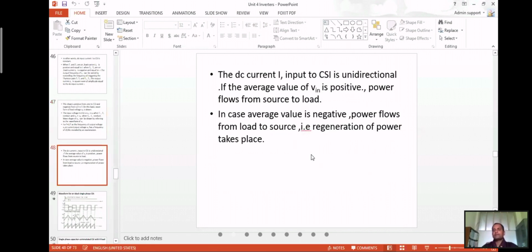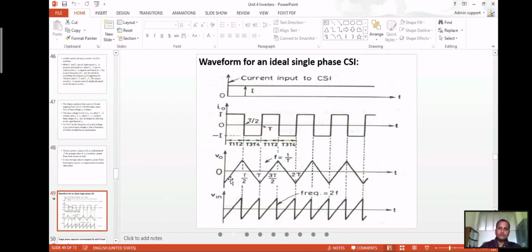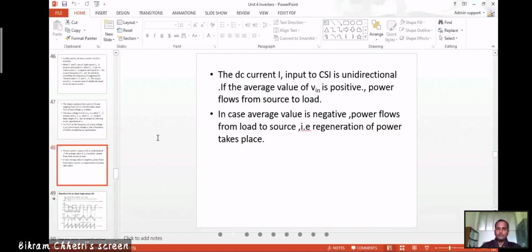So the DC input current to the CSI is unidirectional in nature, because all these thyristors, T1, T2, T3, are unidirectional in nature. So the average value of V in will be positive. If the average value of the input voltage is positive, then power will flow from the source to the load. If the average value is negative, then regeneration of power takes place. It means that power will flow from the load to the source, not from the source to the load.